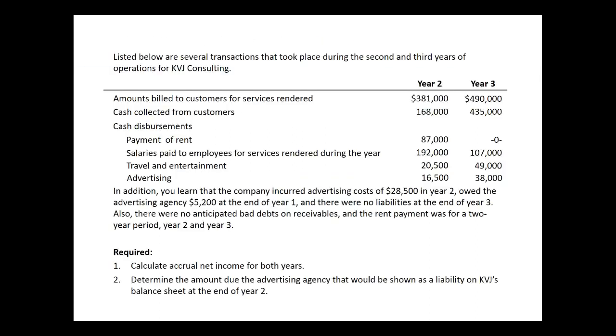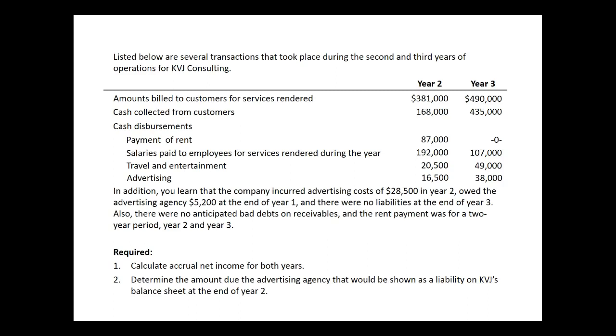Next, let's look at exercise 1-2. There are several transactions that took place during the second and third years of operations. Amounts billed to customers for services rendered, and then those collected from customers. And then we also see the various cash disbursements: payment of rent, salaries paid, travel, and advertising. Now it's important to note that for the advertising costs in year two, we owed the advertising agency $5,200 at the end of year one, and there were no liabilities in year three.